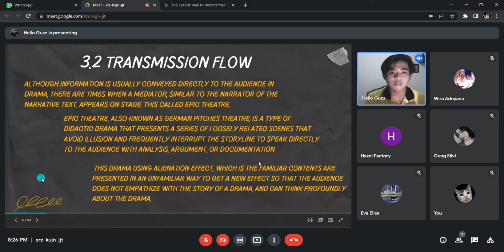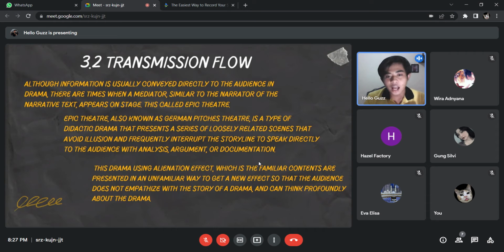And next one is transmission flow. Although information is usually conveyed directly to the audience in drama, there are times when a mediator, similar to the narrator of the narrative text, appears on stage. This is called epic theater. Epic theater, also known as German epic theater, is a type of didactic drama that presents a series of loosely related scenes that avoid illusion and frequently interrupt the storyline to speak directly to the audience with analysis, argument, and documentation. This drama uses the alienation effect, in which familiar contents are presented in an unfamiliar way to get a new effect, so that the audience does not empathize with the story of the drama and can think profoundly about it.